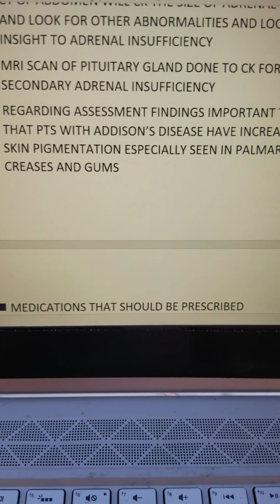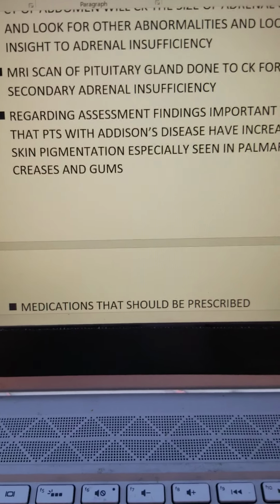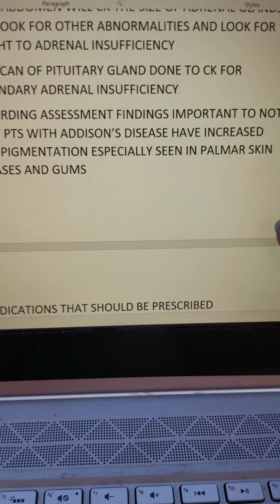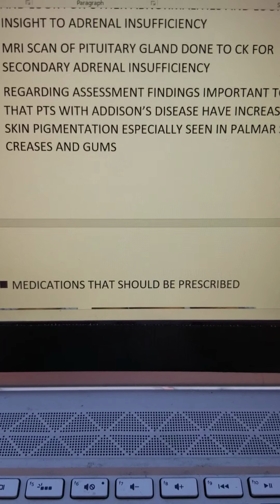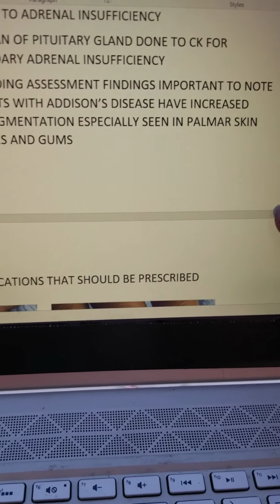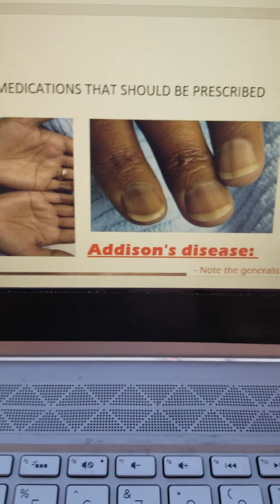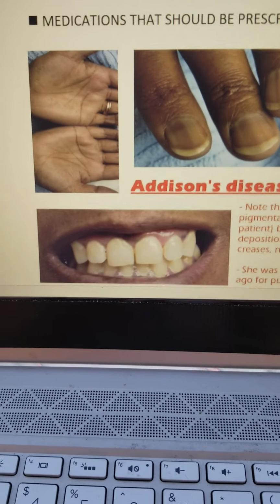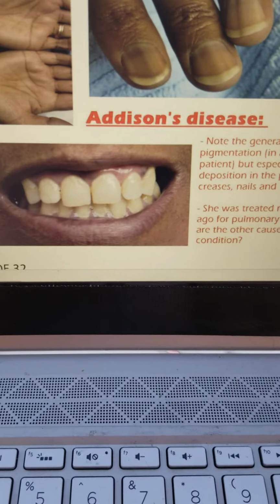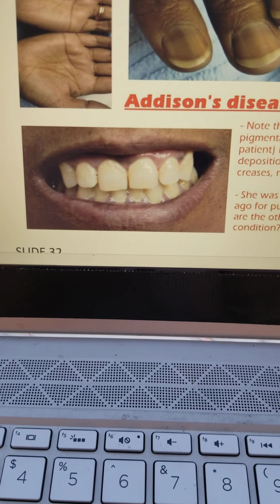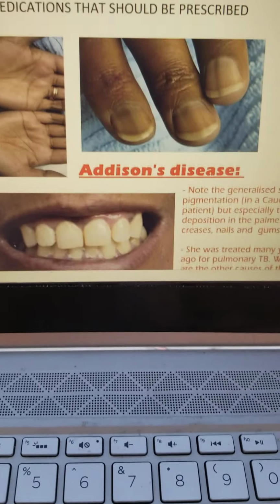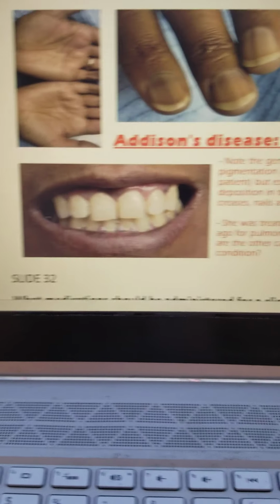Regarding the assessment findings, important to note that patients with Addison's disease have increased skin pigmentation, especially seen in the palmar skin, creases, and gums. Medications that should be prescribed for Addison's. We also have this picture here, slide 32, with the mouth, the nails, the palmar hands.